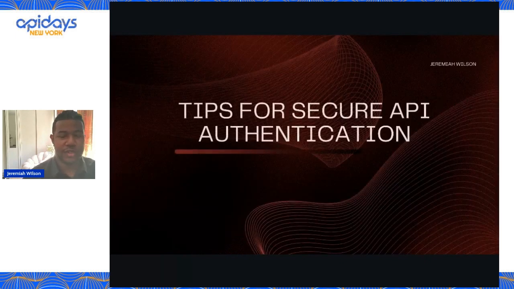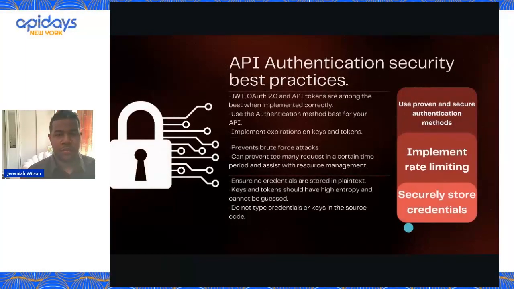So here's some tips for secure API authentication. Use proven and secure authentication methods. Now, JWT, OAuth 2.0, and API tokens are among the best and most popular when implemented correctly. But use the best authentication method for your API. There's more methods than the ones that I mentioned here, but I couldn't get to all of them.